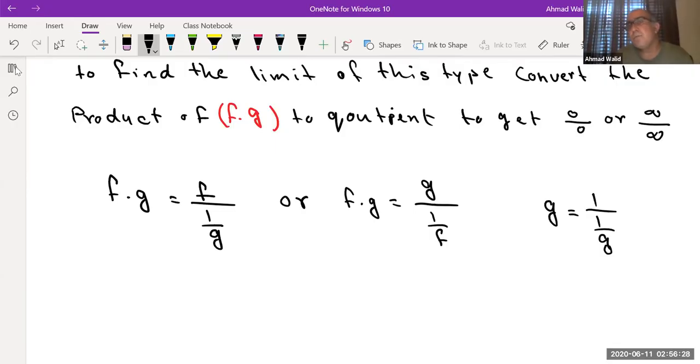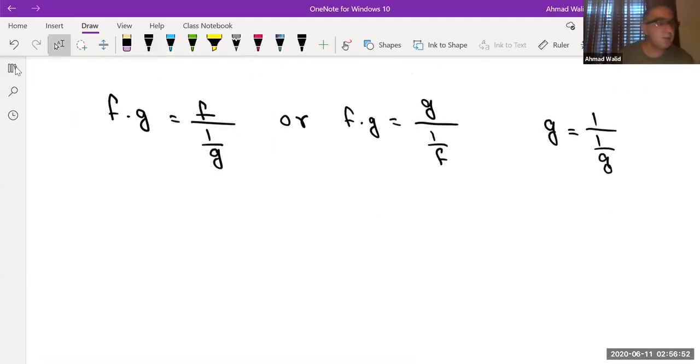Why are we changing the product to a quotient? Because look, if I have 0 times infinity, 1 over infinity will give you 0, right? A constant over infinity gives you 0. That means you will end up with 0 over 0, right? Or maybe infinity over infinity. That's the rule. This is what you should do. Let's explain it now in an example.